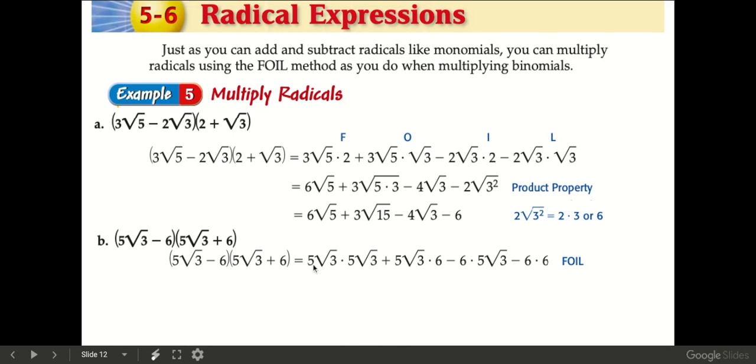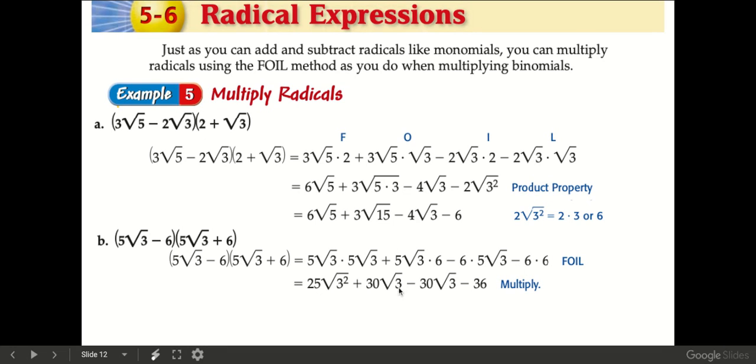That would leave me with 5 radical 3 times 5 radical 3 plus 5 radical 3 times 6 minus 6 times 5 radical 3 minus 6 times 6. So now I go ahead and simplify it. Again, radical 3 times radical 3 is 3 squared. And then 5 times 6 is 30, so it's 30 radical 3. And this one I would do 6 times 5, so again I have 30 radical 3. And then 6 times 6 is 36.